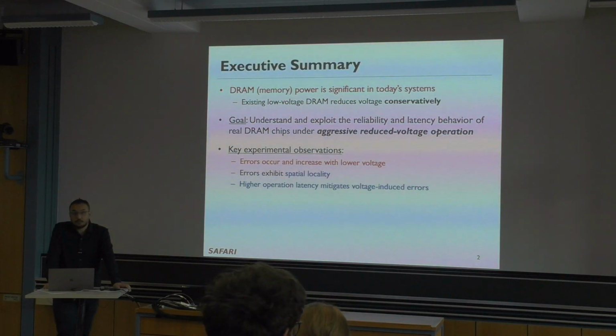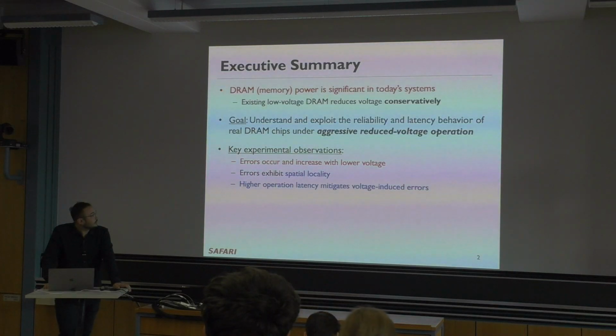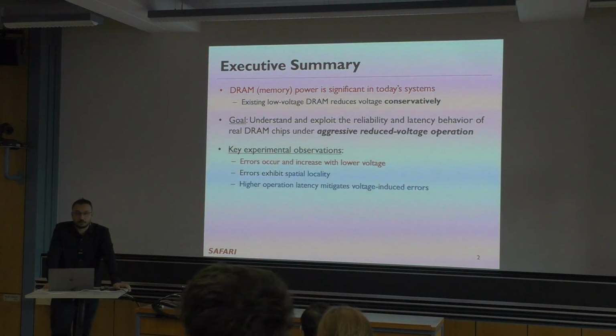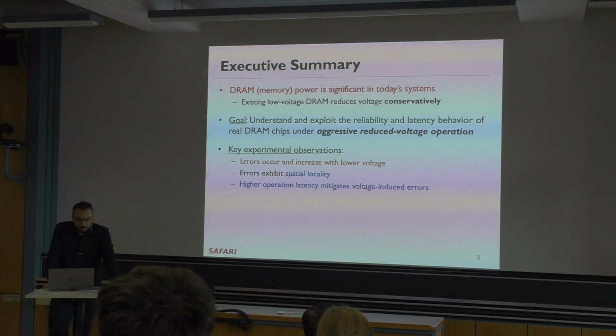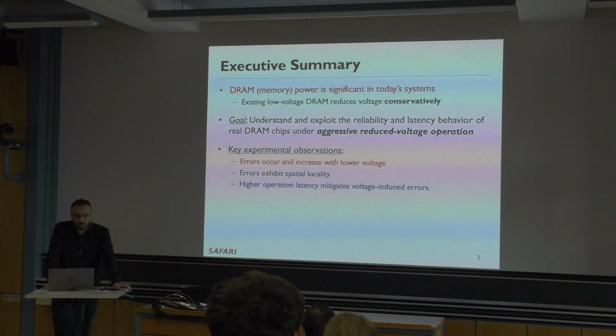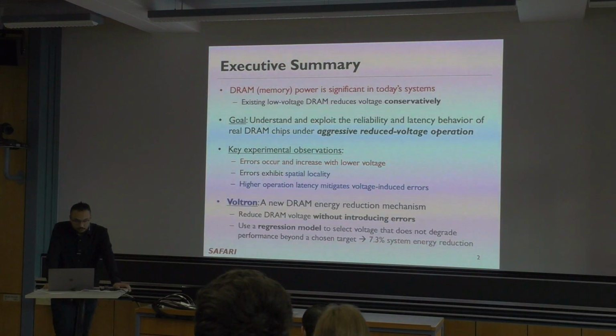And we have three key experimental observations in this paper. One of them is that when we reduce the voltage, it introduces errors. The second one is that these errors are clustered in particular locations in the DRAM chip, so they have some spatial locality. And when we use higher operation latency with the reduced voltage, then we can get rid of these errors. So there's a trade-off there.